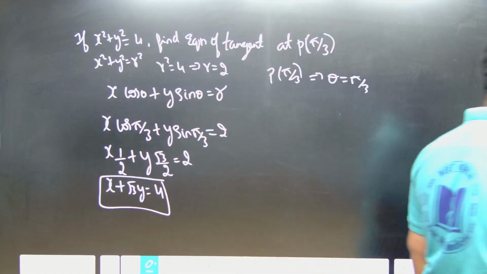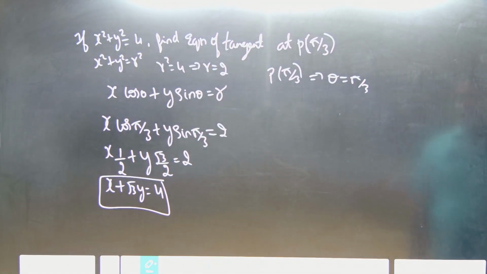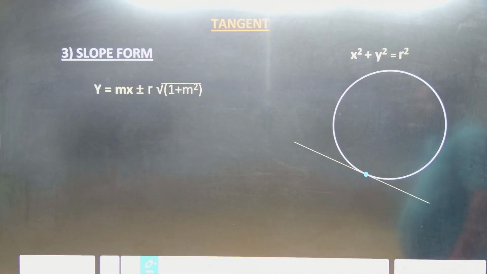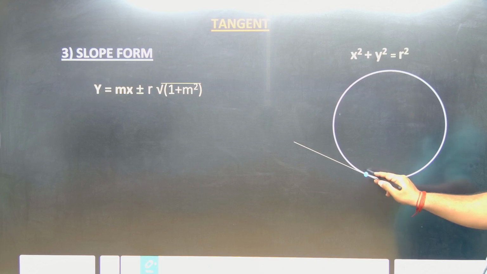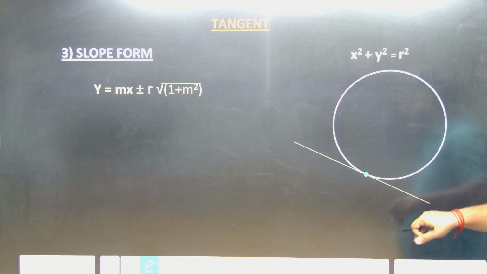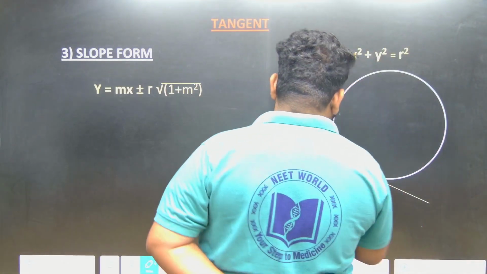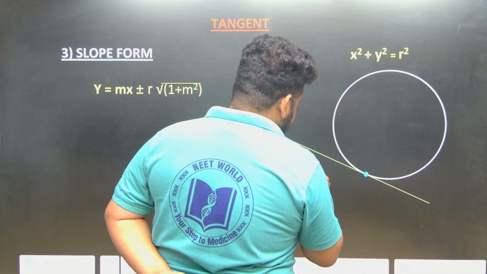Clear friends? This is how you are supposed to do this question. Next, slope form. What does this mean? They have given the equation of the circle x square plus y square is equal to r square. Earlier they used to give the point where the tangent is touching the circle. Here instead of that they have given the slope of the tangent, m.